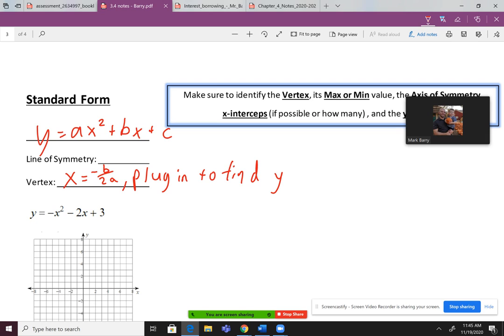Line of symmetry is always the x value of the vertex. That's been like that for all of these, right? So it's the same for this one.